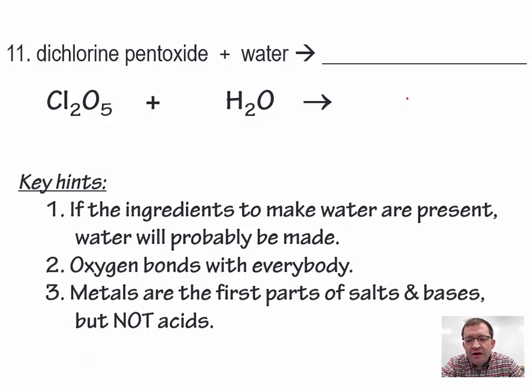Metals are the first part of salts and bases, but not acids. How do I know that this is going to make an acid? Well, the way I know is there's no metal present. As I look through this, I don't see any metal. Chlorine, that's a nonmetal. Oxygen, that's a nonmetal. Hydrogen, nonmetal as well. And so if I put these elements together and look at them as a group, I don't see any metals in this particular set of elements. And so I can't make a salt, I can't make a base, but I can make an acid.